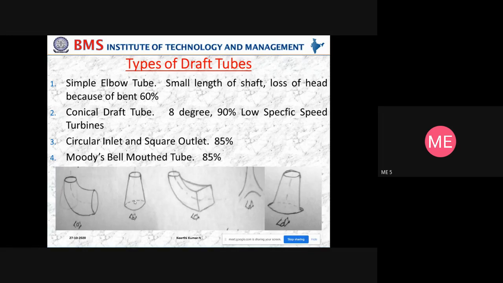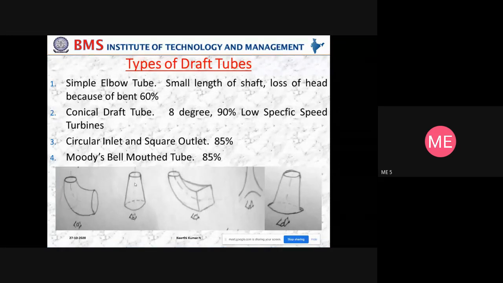Why? Because in the impulse turbine, the water exits at atmospheric pressure only. But here, the entire casing should be maintained at a different pressure compared to atmospheric pressure. To maintain the difference between the atmosphere and inside the casing, this draft tube is attached or fixed. This is very, very important.